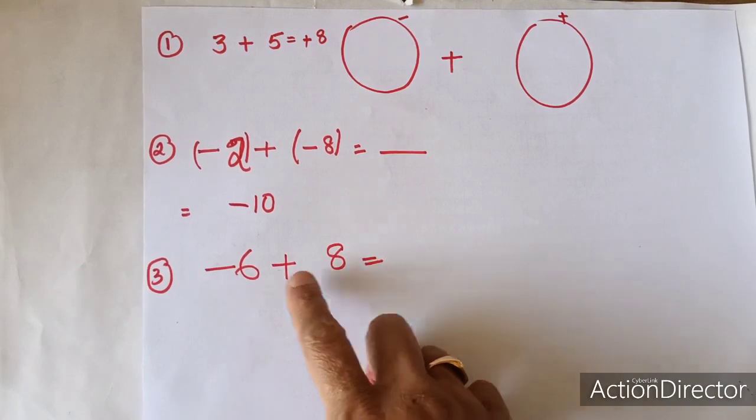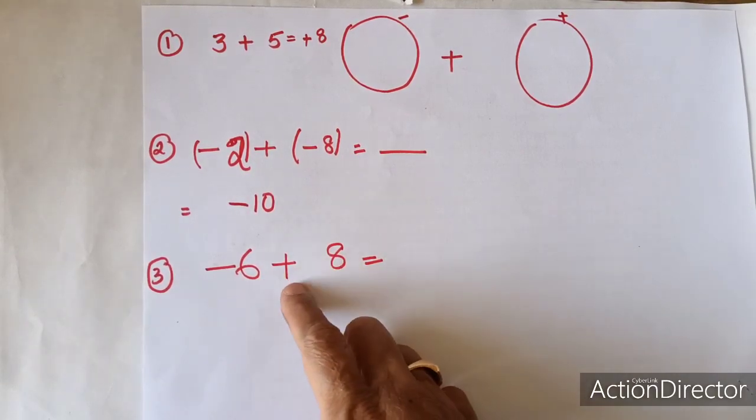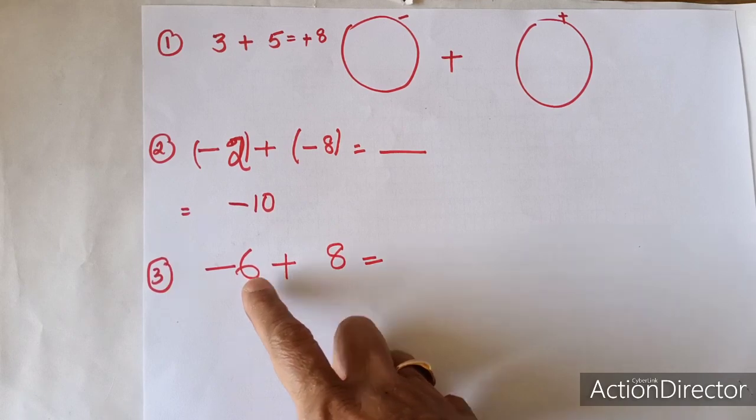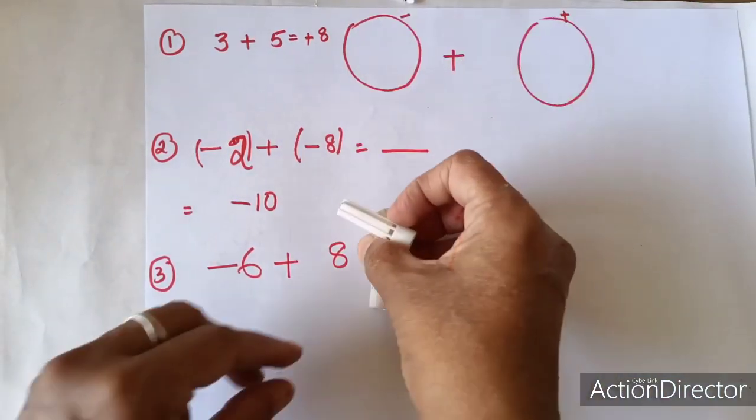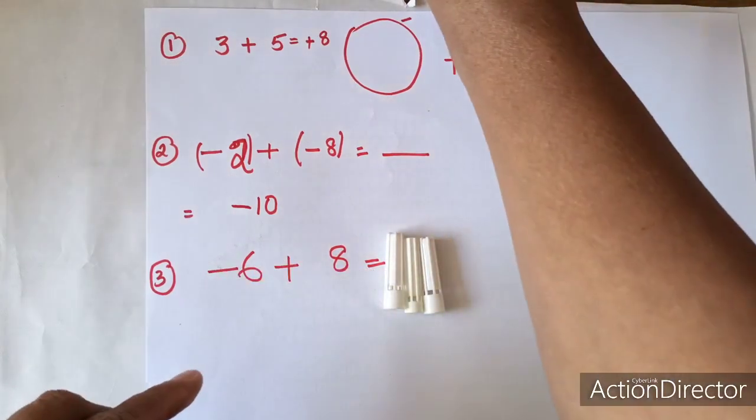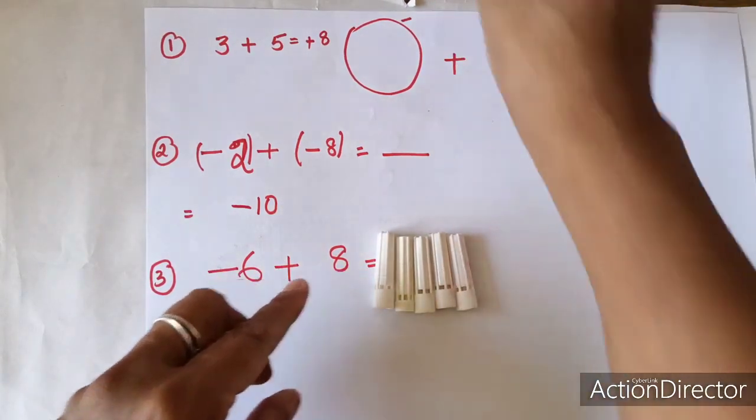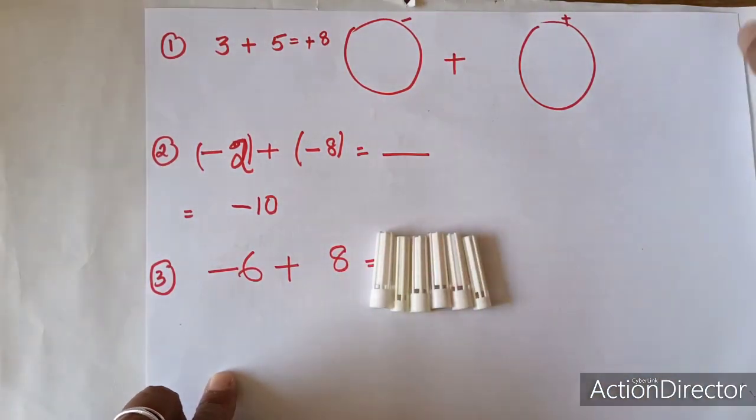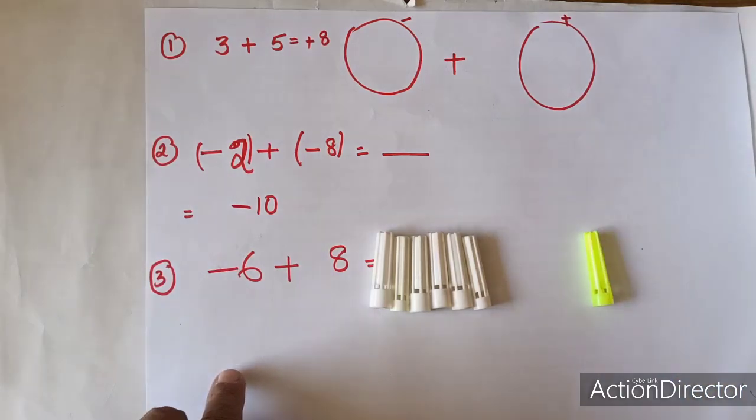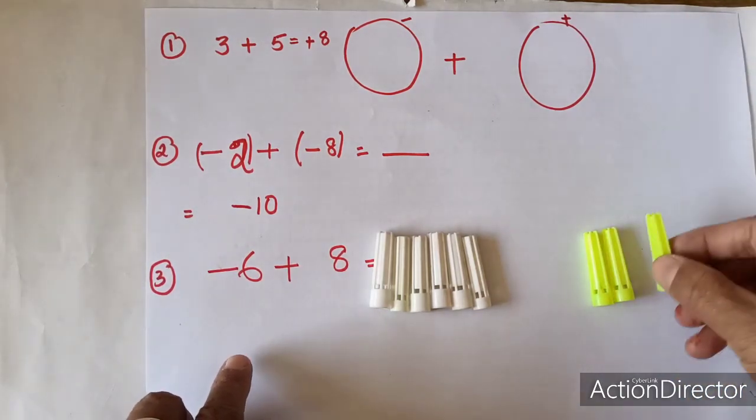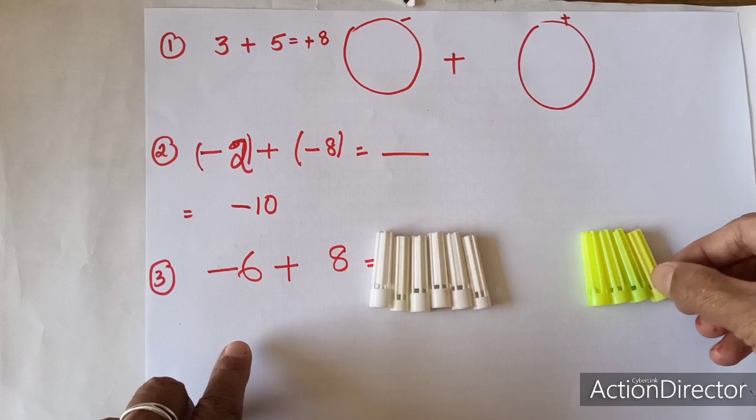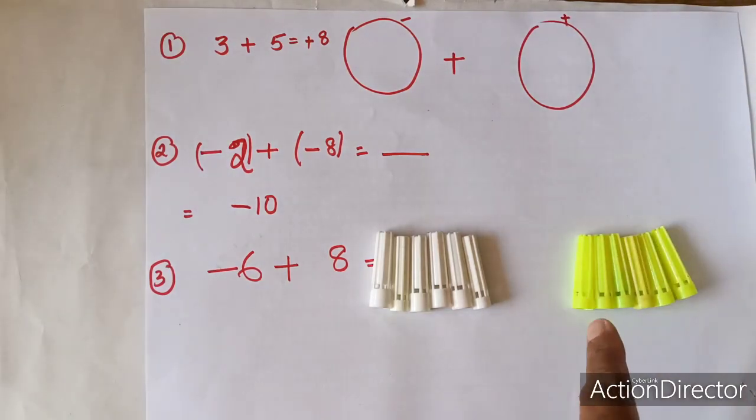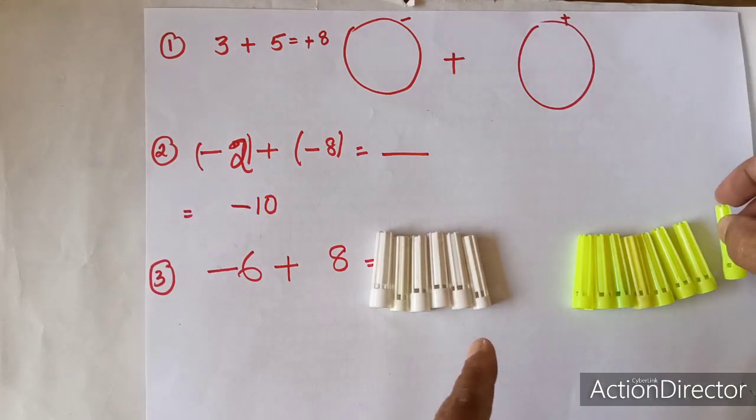To the third sum. The first one is negative 6 plus 8. For negative 6, I have to keep 6 white caps, so I am going to keep 6 white caps to show it is negative. Next one is positive 8. For positive, I am going to keep yellow caps, 8 yellow caps: 1, 2, 3, 4, 5, 6, 7, 8.